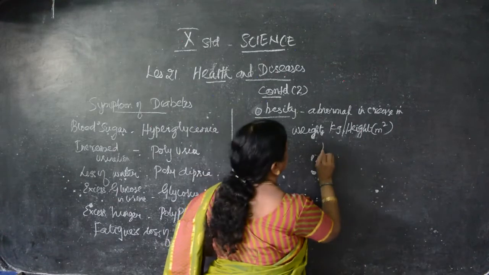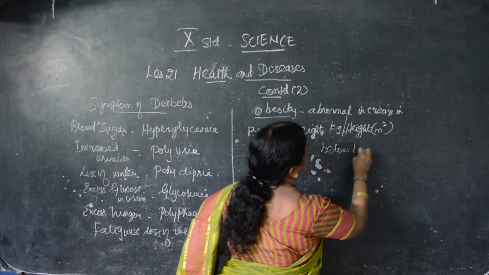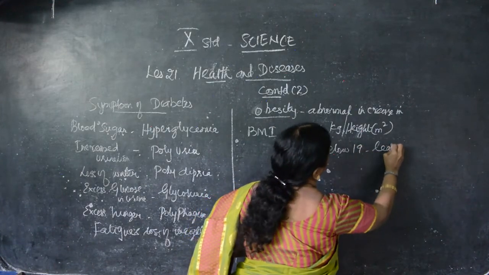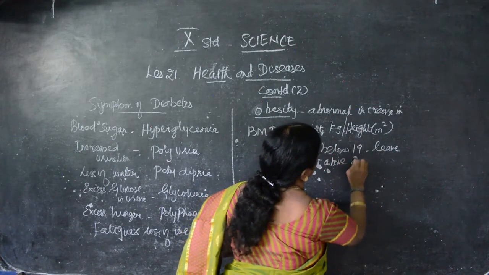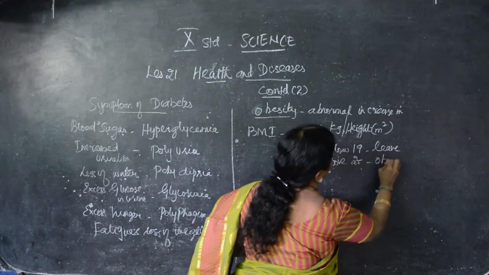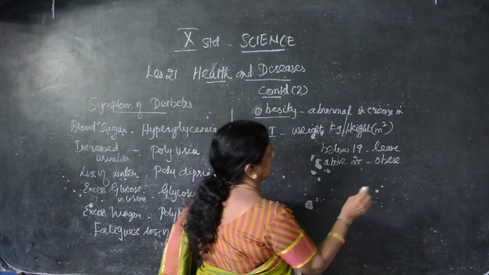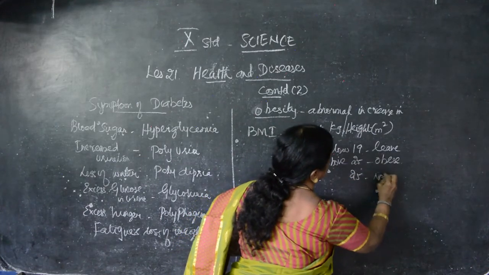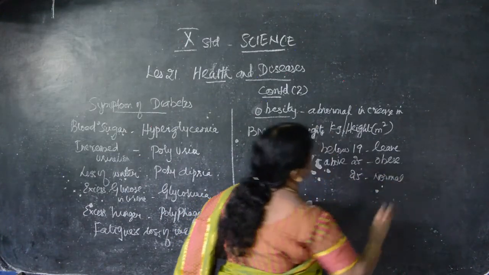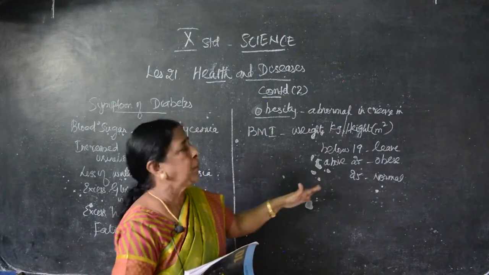If it is the ratio we are finding, below 19, you are lean. Above 25, you are obese. Okay, so you are above 25. 25 means normal. This is known as what? Body mass index. I'll teach again how to find out the calculation.